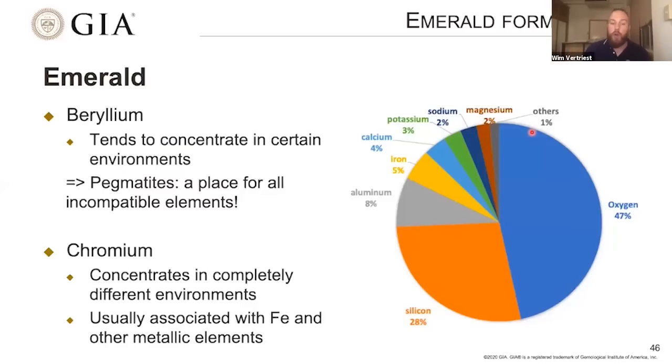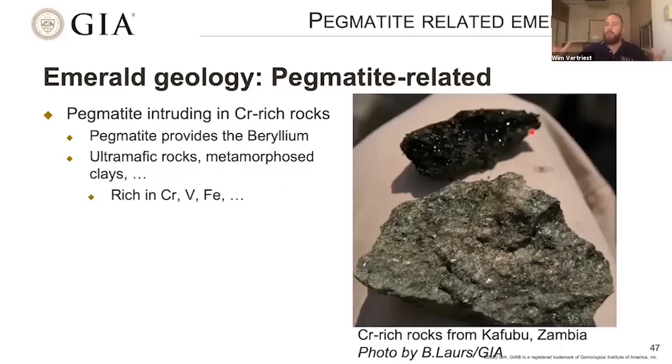Now I mentioned that you need chromium to make it green, and chromium is also very rare, but it concentrates in completely different environments. It's usually associated with iron, vanadium, and other metallic elements. But this is a completely different environment than where you're going to find beryls. You would never have chromium enrichment in the pegmatites where you have beryl. So the real challenge, the real beauty of forming emeralds is when you bring those two extremely complex, extremely different environments together, and the result is going to be beautiful emeralds. So the first environment where this could happen is what we call pegmatite related.